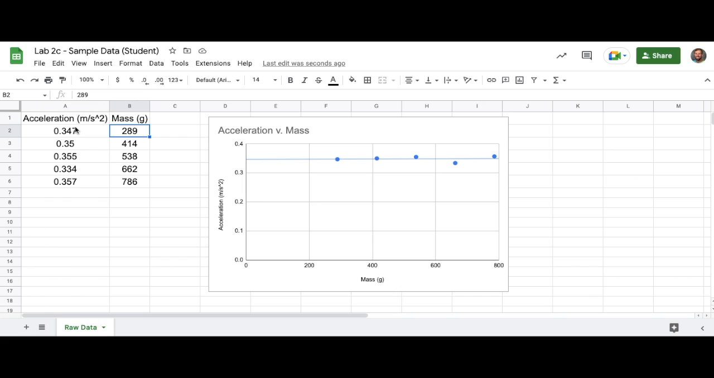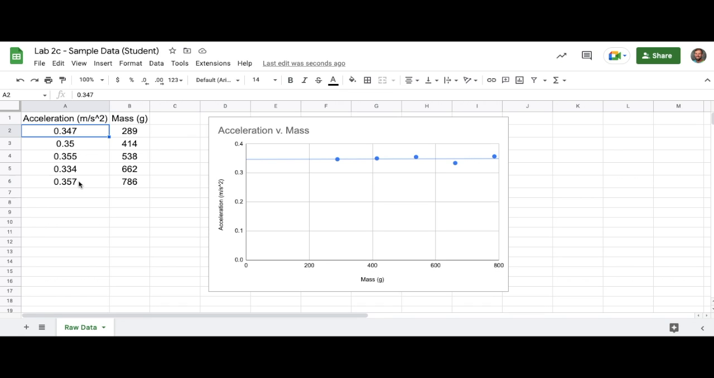And look at my acceleration. 0.347 to 0.355. That is clearly not a doubling of the acceleration. A doubling would be somewhere around 0.65 or 0.7. I can triple my mass approximately from 289 to 786. Not an exact triple, but relatively close. And there I see that my acceleration increases slightly, but it's not a tripling. A tripling of my acceleration would be well over 1 meter per second squared.